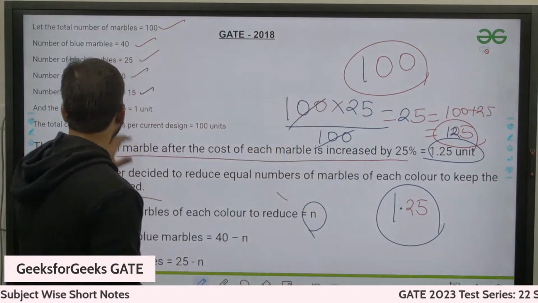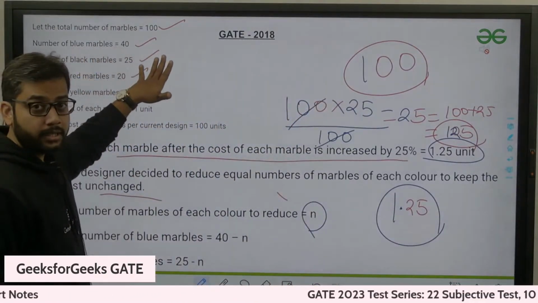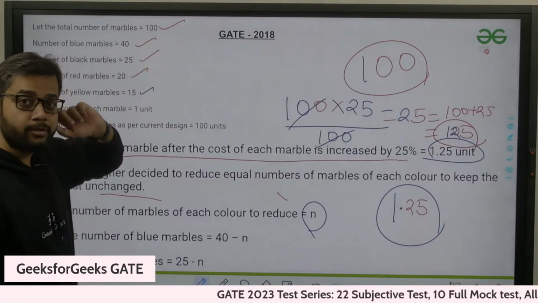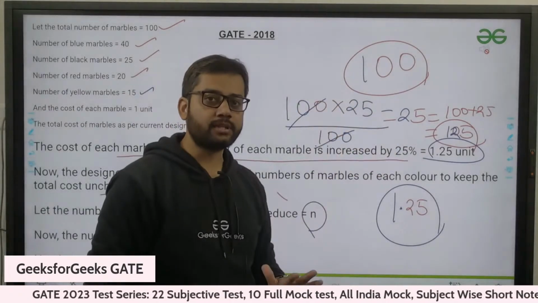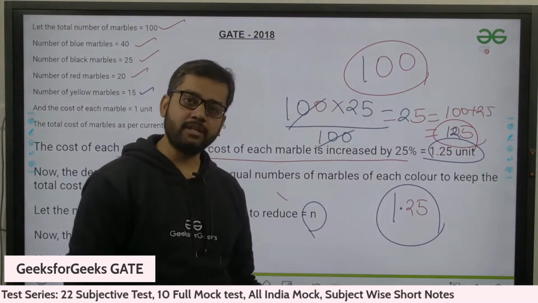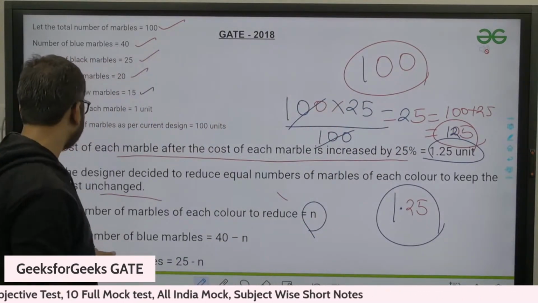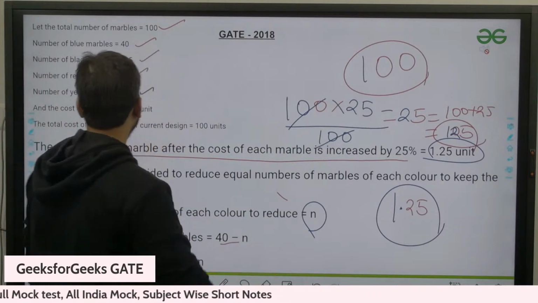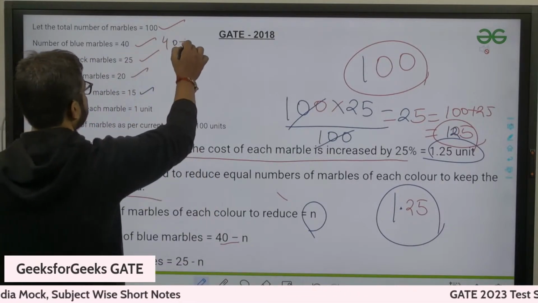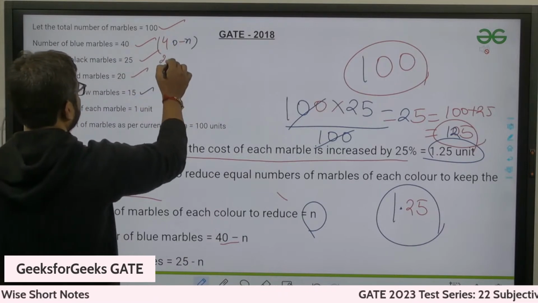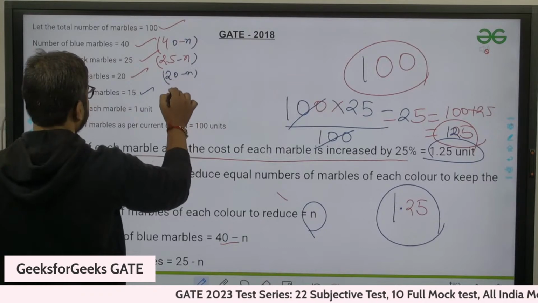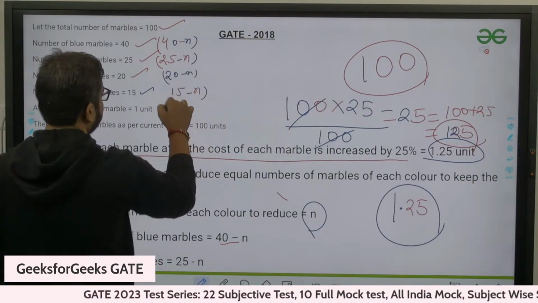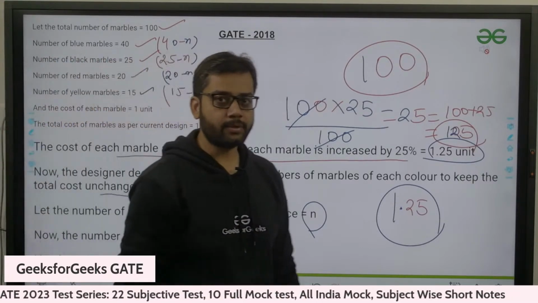Now, initially it was what? 40. Suppose the new production will be what? 40 minus N, because after the price increase, he is reducing by N value or X value, anything you can assume. So the new number will be 40 minus N. This will be 25 minus N. And this will be 20 minus N. This is 15 minus N. This is the new production amount.